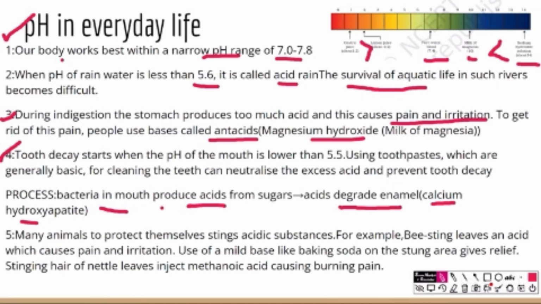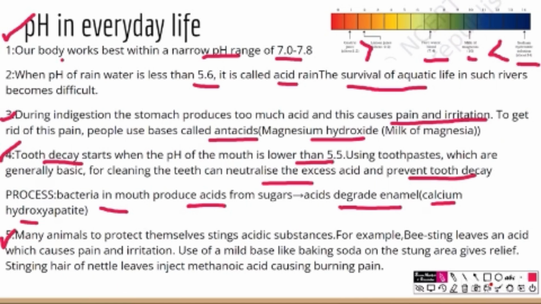Now due to this, the pH is very low in the mouth, and at this low pH the tooth starts getting decayed. So tooth is decaying at this low pH, which is lesser than 5.5. So using toothpaste, which is basic in nature, to remove all these bacteria can neutralize the excess acid, as well as remove the bacteria and the food that is stuck in our teeth, preventing tooth decay.